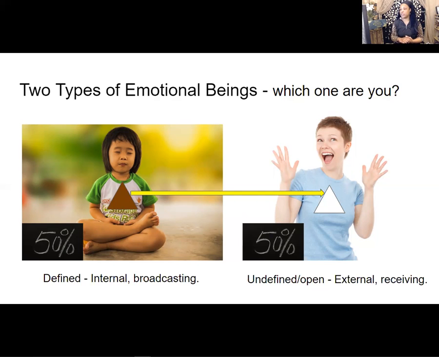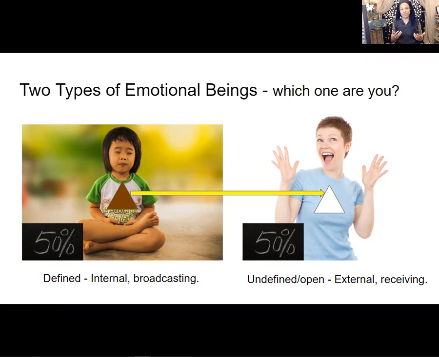The other type of person is open or undefined, and that person is externally receiving emotional energy from their environment, from the people around them, and all of that emotional energy, the information that they feel, is being amplified within their own awareness, and that's then expressed through however they decide or choose to feel and express that.